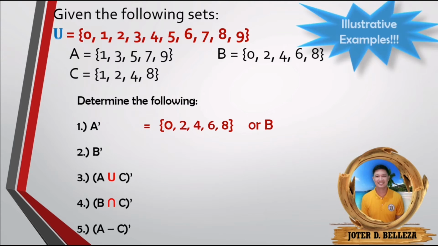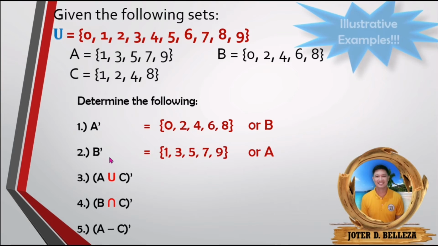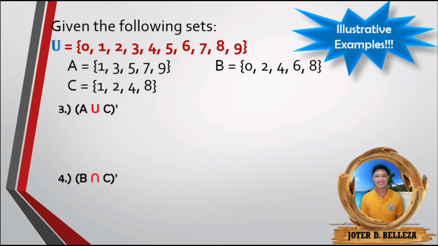Okay, so let's proceed to number 2. That's B complement. At this point, we are going to determine the complement of set B, right? Now, we will be focusing our eyes on set B and the universal set U. What elements of the universal set U are not found in set B? Okay, correct. So those are 1, 3, 5, 7, and 9. Or the complement of set B is equal to set A. Okay, correct.